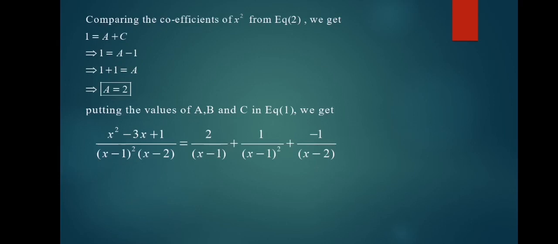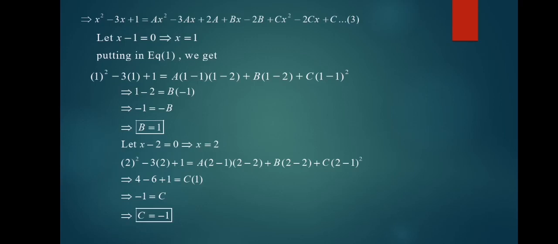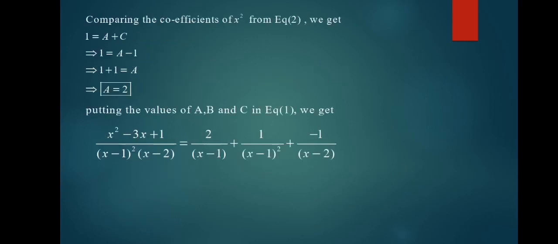So it's 1 is equal to a plus c, since we have the value of c, that is -1. So putting -1 in place of c, we just get 1 plus 1 is equal to a, and a is equal to 2, and we get the value of a as 2. So putting the values of a, b and c in equation number 1, we just get x square minus 3x plus 1 divided by x minus 1 whole square into x minus 2 is equal to 2 divided by x minus 1 plus 1 divided by x minus 1 whole square plus minus 1 divided by x minus 2.